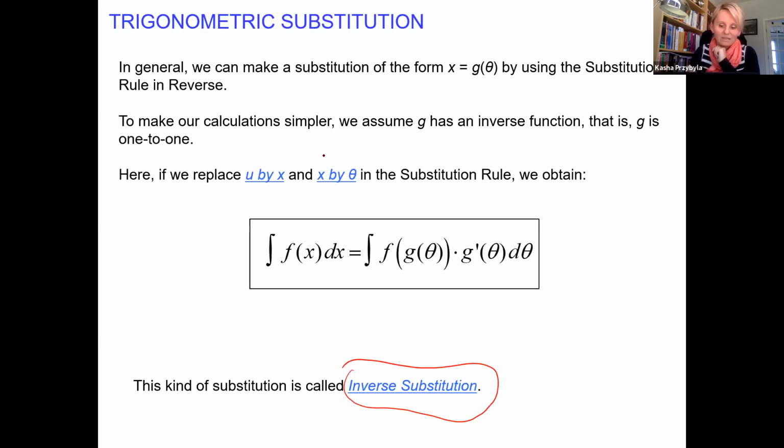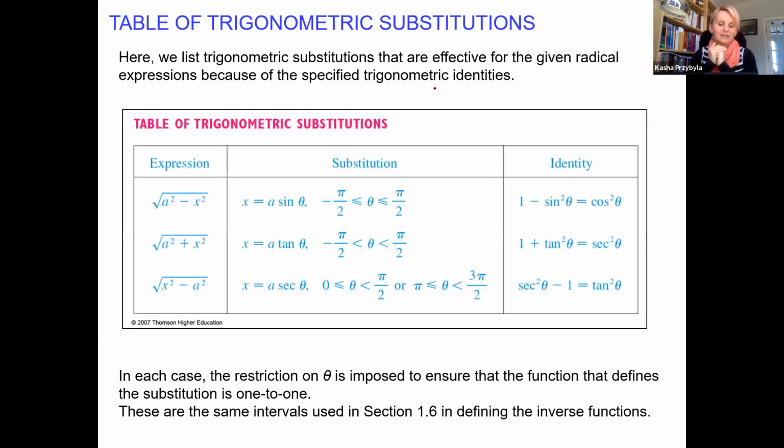That means x is defined as a new function in terms of theta, and respectively dx will be computed. Like we did, x was sine theta, and dx was cosine theta d theta. That's what we will do: we have to find a substitution. Now let's see these 3 types. That's the important slide. That will be your guide, and then you can integrate everything.